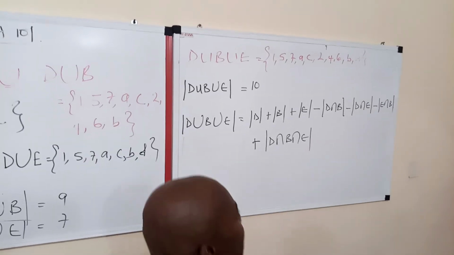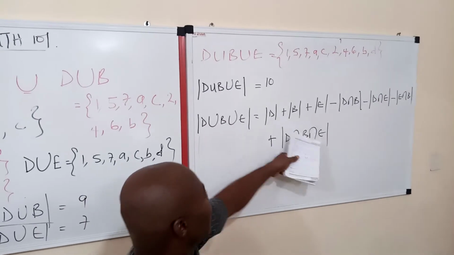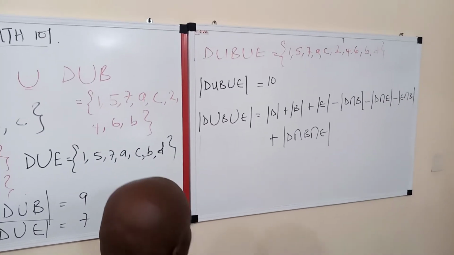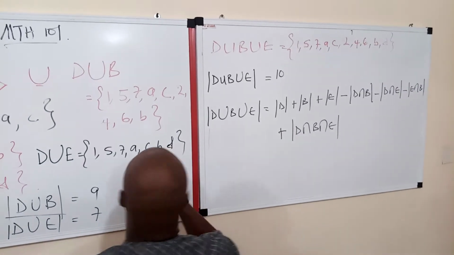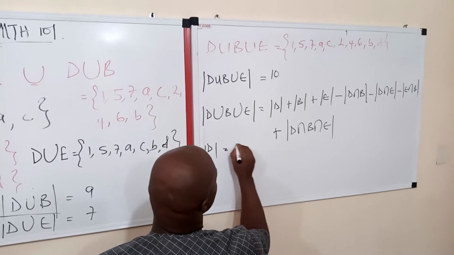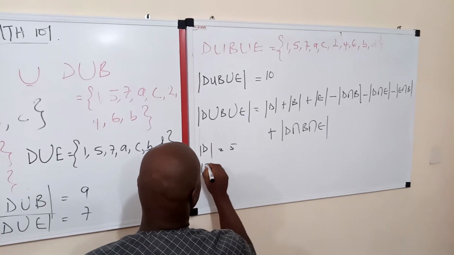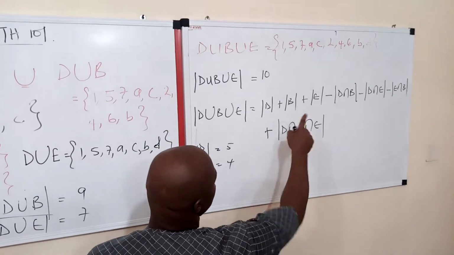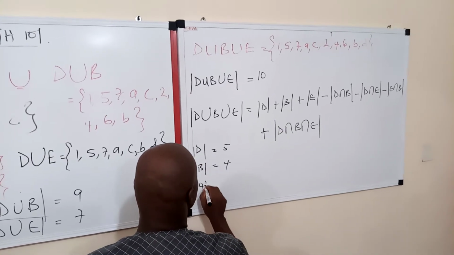Now let's consider if the 10 we have will also appear in this case. There are individual cases, we have done that before. For the cardinality of D, we have 5. For B, we have 4. For E, we also have 4.